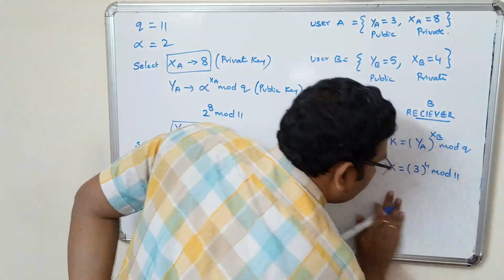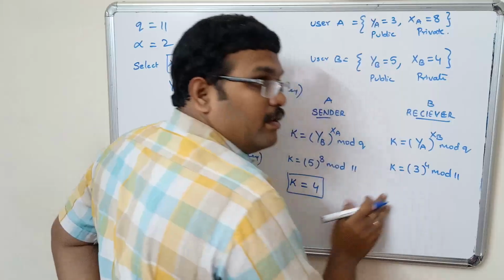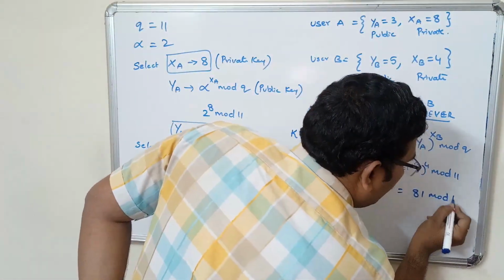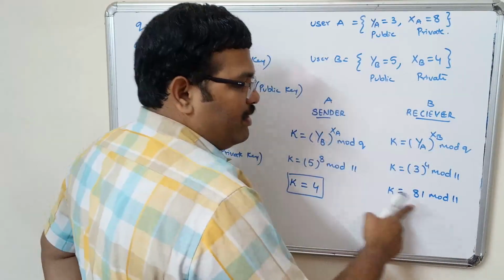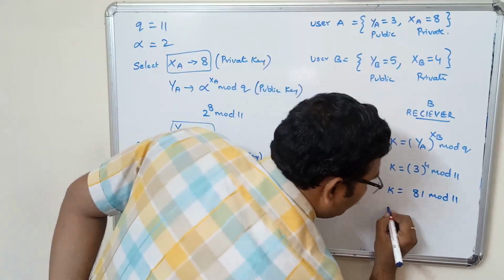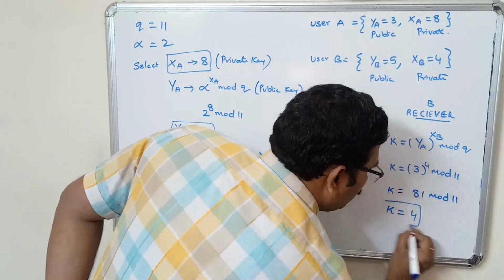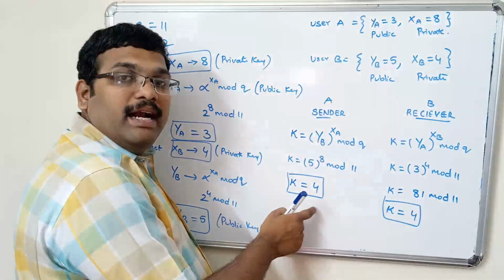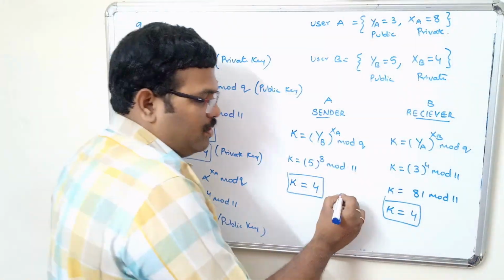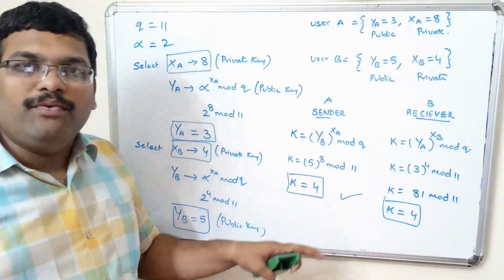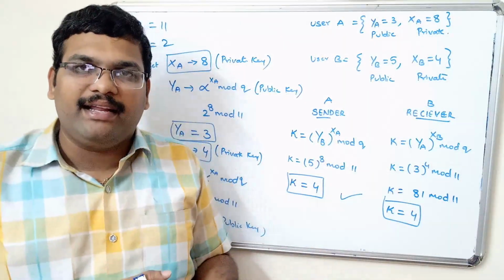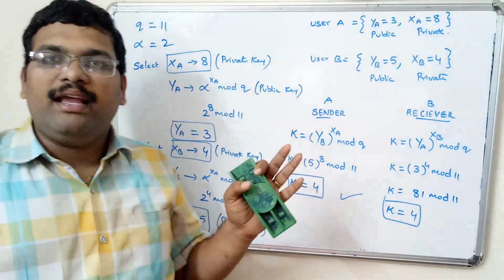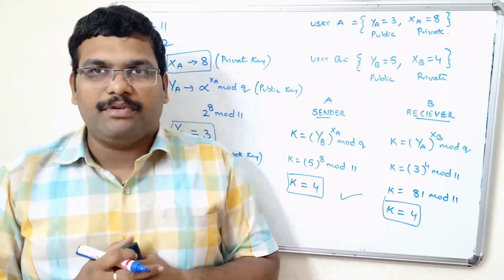So here also, 3 power 4, 9 nines are 81, so 81 mod 11. 11 sevens are 77, so automatically k is equal to 4, which is equal to the key value which we have calculated at the sender side. Right? So in such a way we have to exchange the secret key just by doing the calculations and by using the public key and private key of sender and receiver.